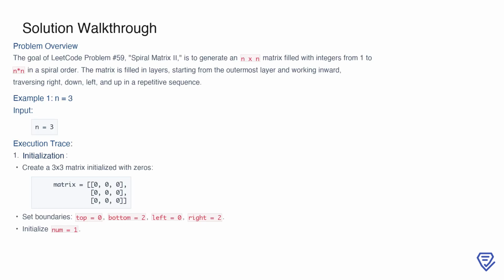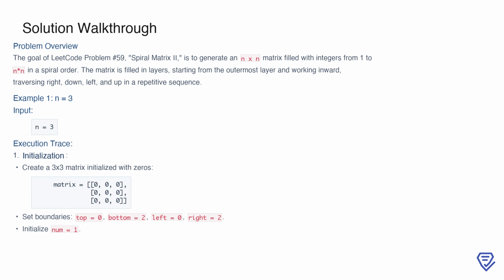In problem number 59, Spiral Matrix 2, the objective is to generate a square matrix of size nxn and fill it with numbers from 1 to n times n in a spiral pattern. This means we start from the outermost layer and move inward, filling numbers in a consistent clockwise order, right across the top row, down the right column, left across the bottom row, and finally up the left column.